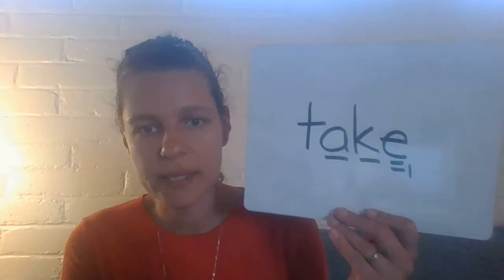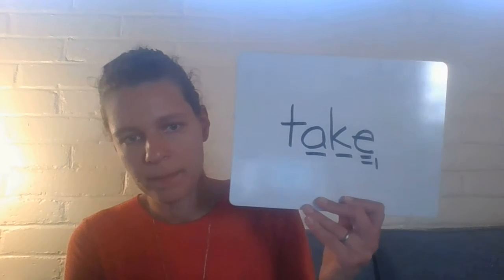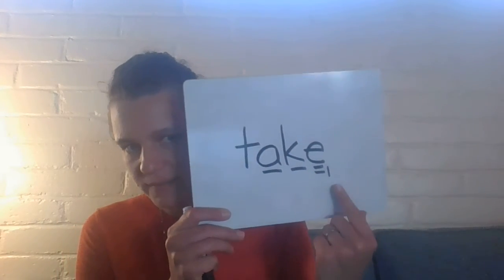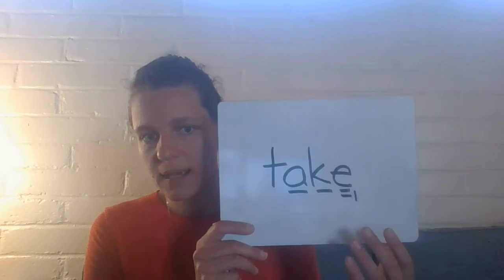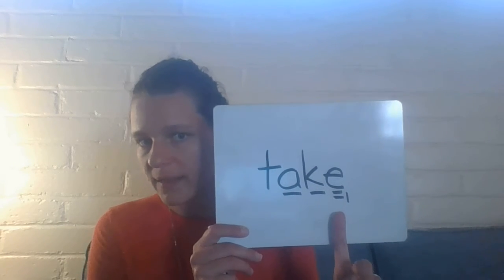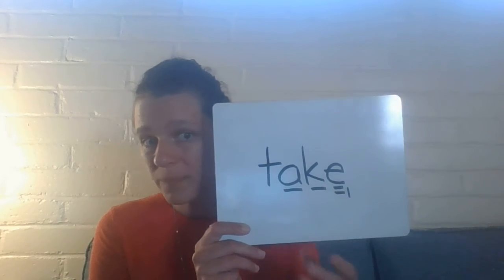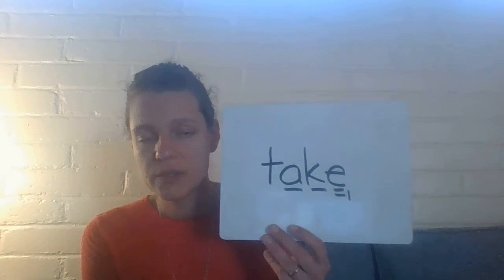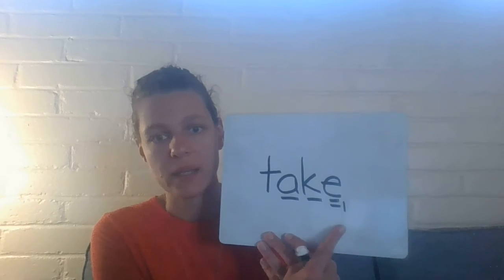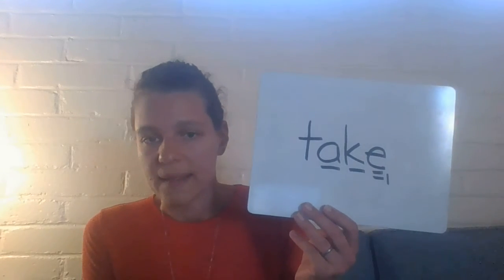All right, this is what your take should look like. Notice that I have a silent final E job 1 here. Now before I add my vowel suffix, ing, what do I need to do to the silent final E? Good, I need to drop it. Anytime we're adding a vowel suffix to a word that ends with a silent final E, we drop our silent final E. So go ahead and write taking.